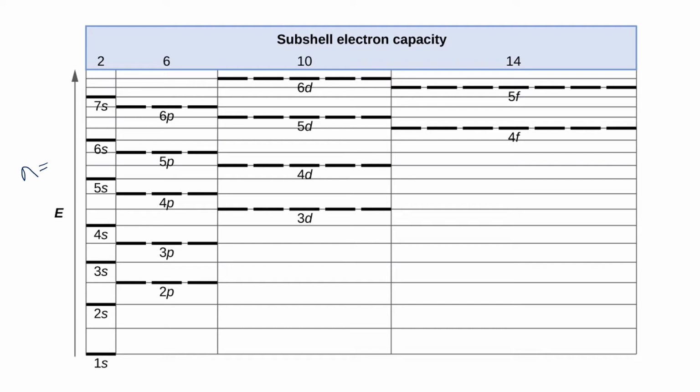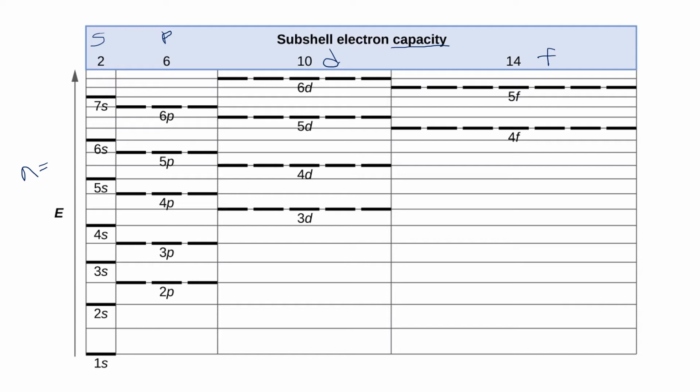Up here, we have the subshell electron capacity. Now, this one right here represents the S subshell. These three columns right here represent the P subshell, and the 5 columns right here represent the D subshell. And last but not least, the 7 columns over here represent the F subshell. And these numbers right here indicate the number of electrons, or the electron capacity, in each of these subshells. Each of these lines here represents an orbital, and an orbital can hold up to 2 electrons.